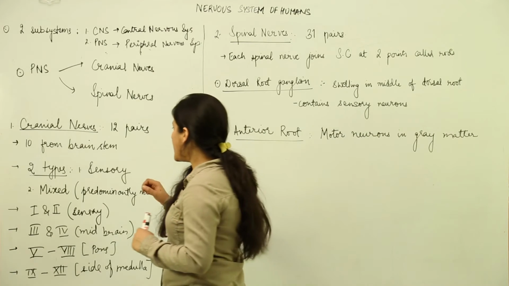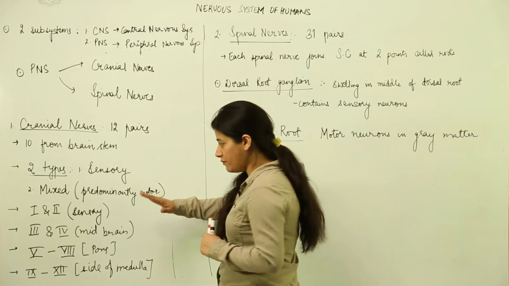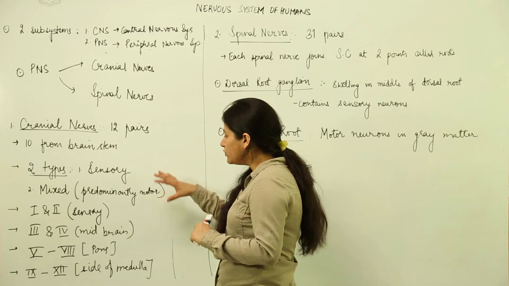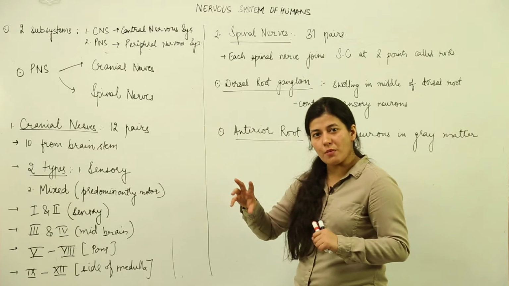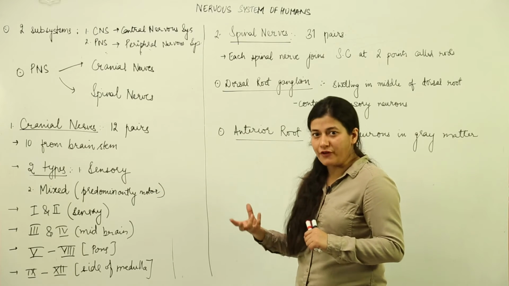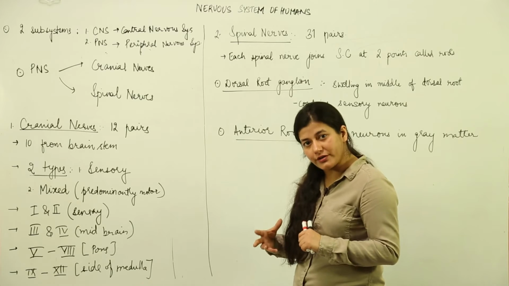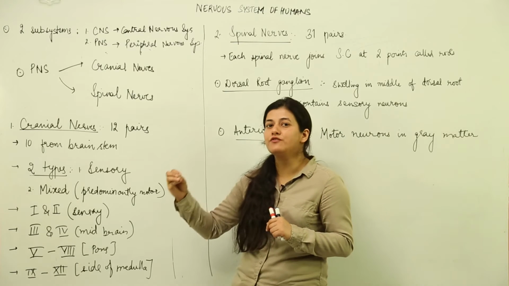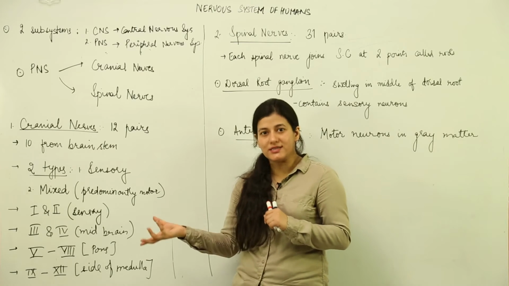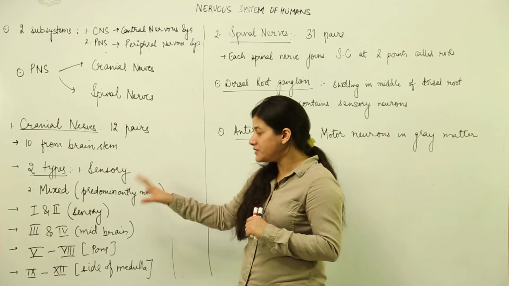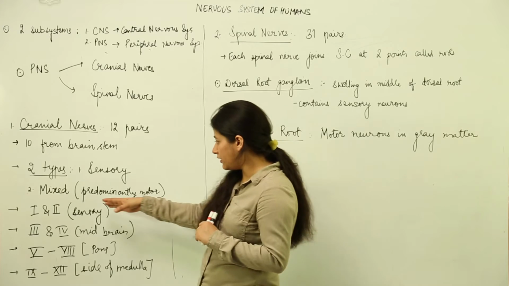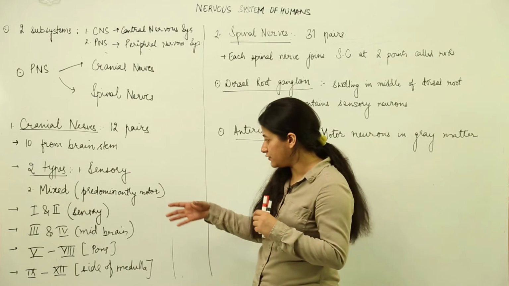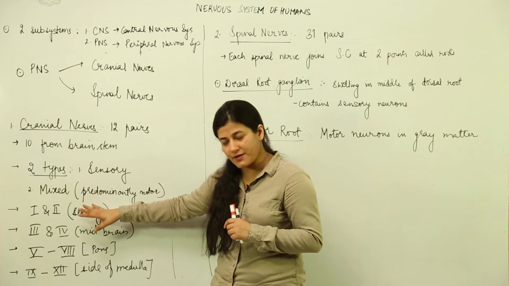Now, when we talk about the mixed cranial nerves, the neurons which are present are predominantly efferent, predominantly motor in nature. That means they are more concerned with taking the information from the brain towards the organs, whichever is involved, whether the skin or the eyes or other organs of the body. So, we have the two types.